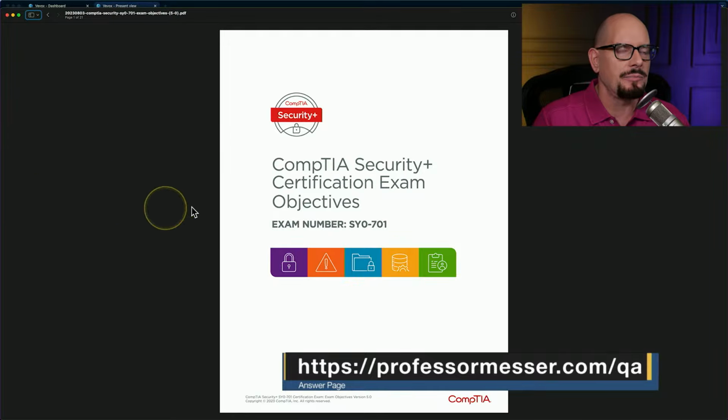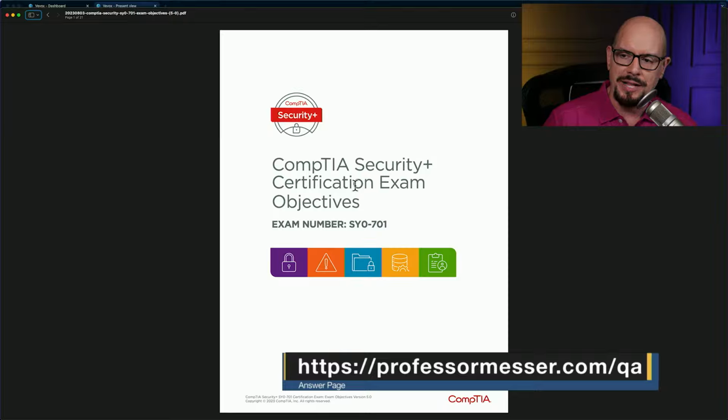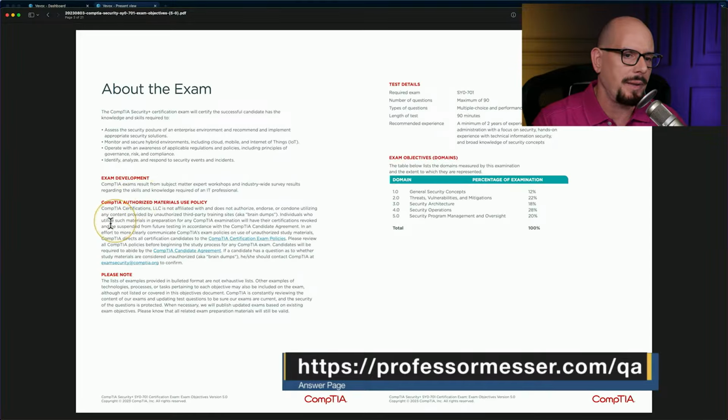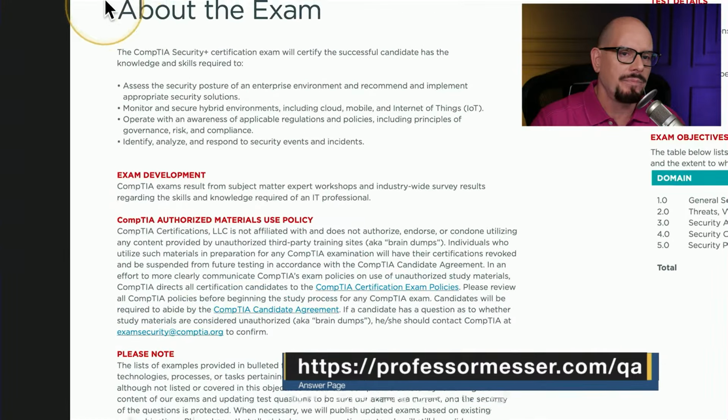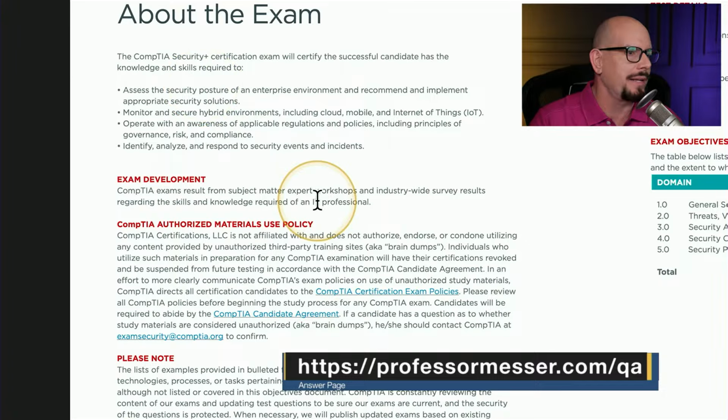Here's a set of exam objectives. They are downloadable from the CompTIA website. You can go to professormesser.com/objectives, and it will have a link to take you over there. It tells you in the exam objectives, let's do this page by page, about the exam, what this exam is about, what you're expected to get out of the certification, and their authorized materials use policy.